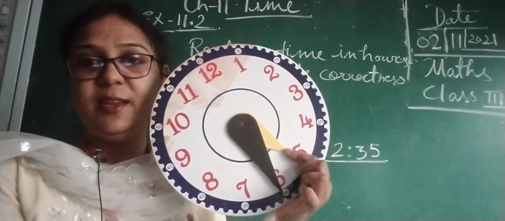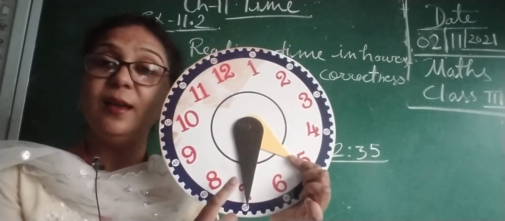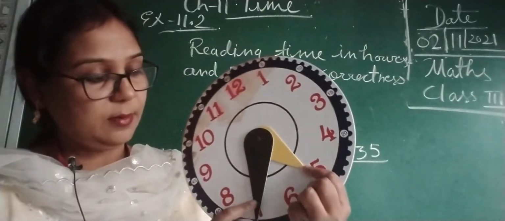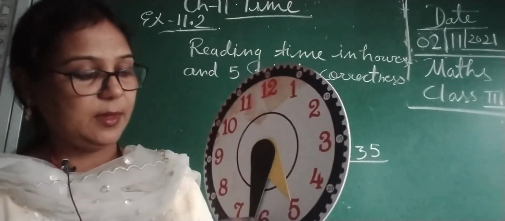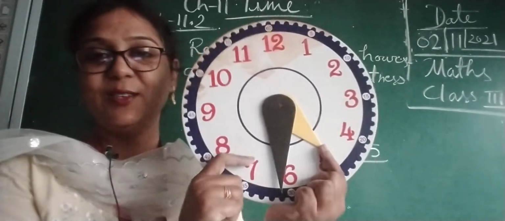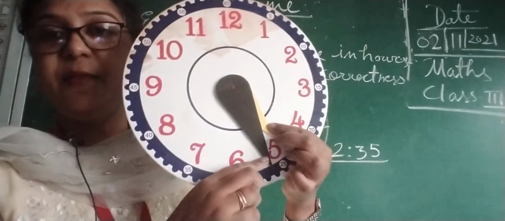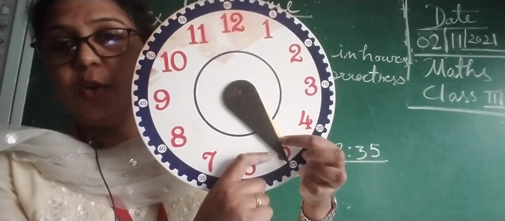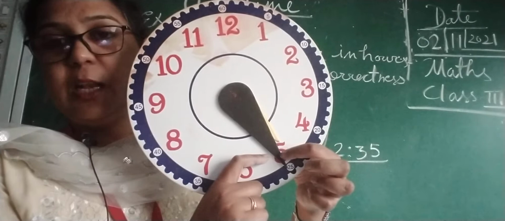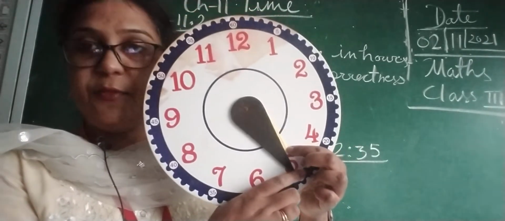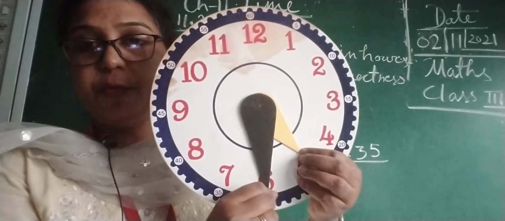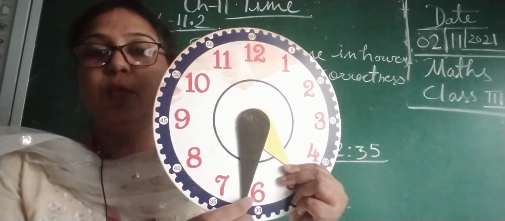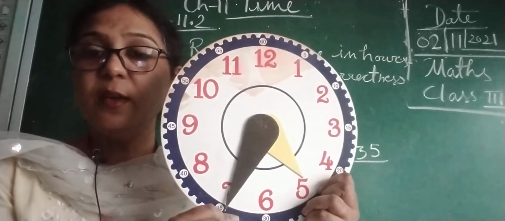So here we have discussed, the shorter hand is at 5 and the bigger hand is also at 5, so it will become 5:25. Now it is moved to the 6, so this is 5:30. Now if it will move to the 7, so this is 5:35.